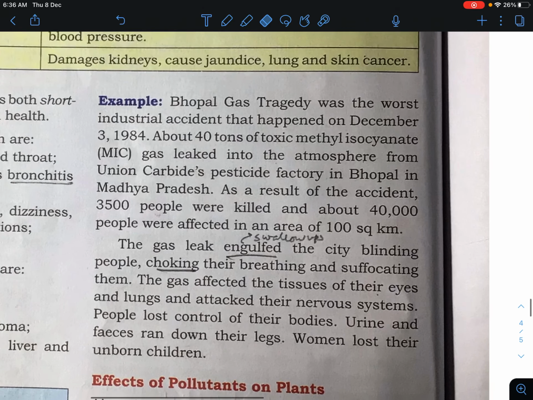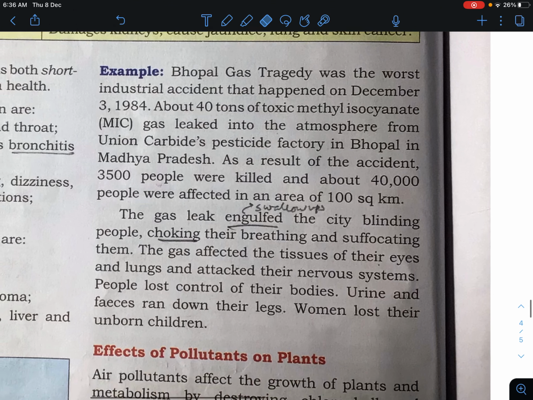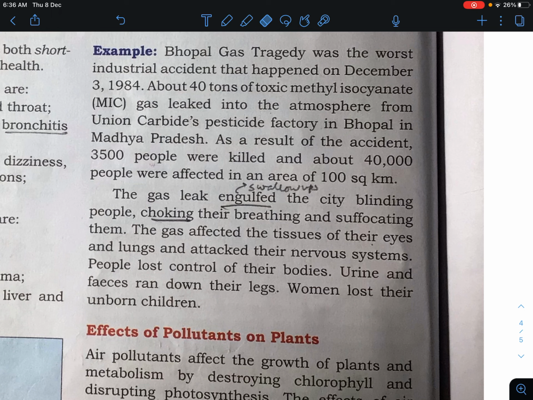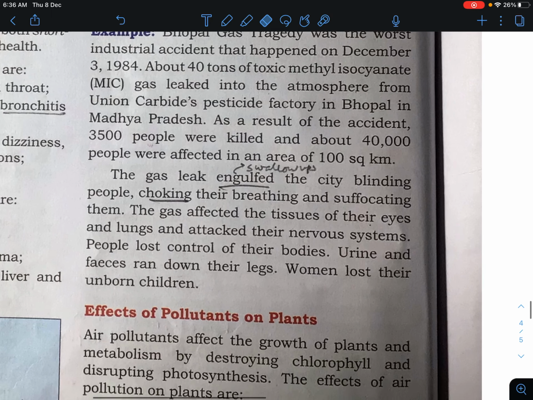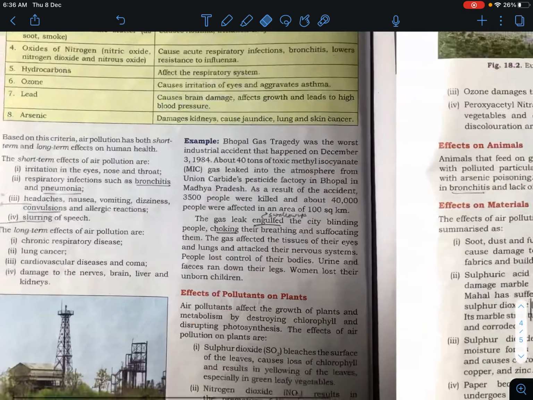What are the effects of the Bhopal gas tragedy? It happened on 3rd December 1984, and about 40 tons of methyl isocyanate gas leaked into the atmosphere. Due to this, about 3,500 people were killed and about 40,000 people were affected. The gas choked their breathing and suffocated them, and this way they lost their control, and women also lost their unborn children.